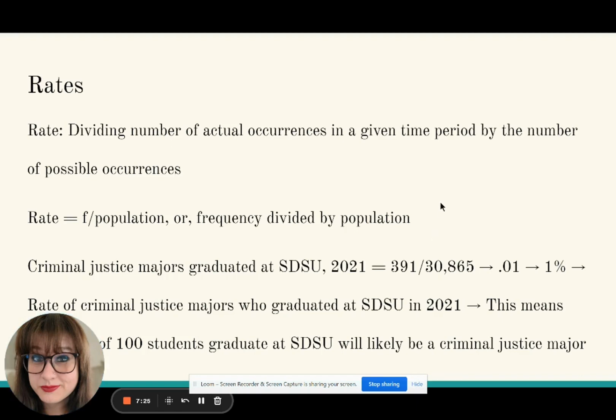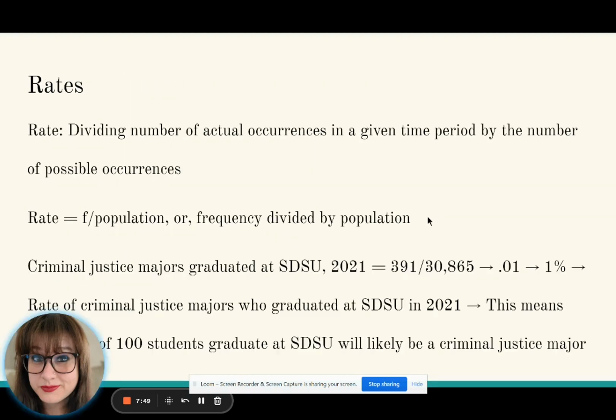So with your rates, let's talk a little bit about what a rate is. So a rate is when you're looking at a change over time, or how often something is occurring over a particular period of time. That's what a rate is. And what you're doing is you're dividing the number of actual occurrences in a period of time by possible occurrences. So rate is F, frequency divided by population.